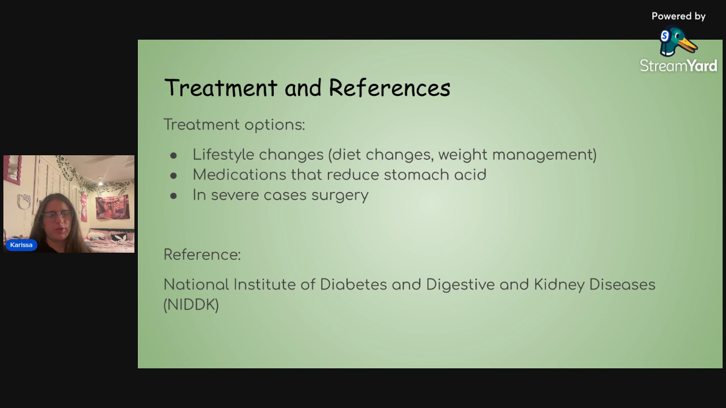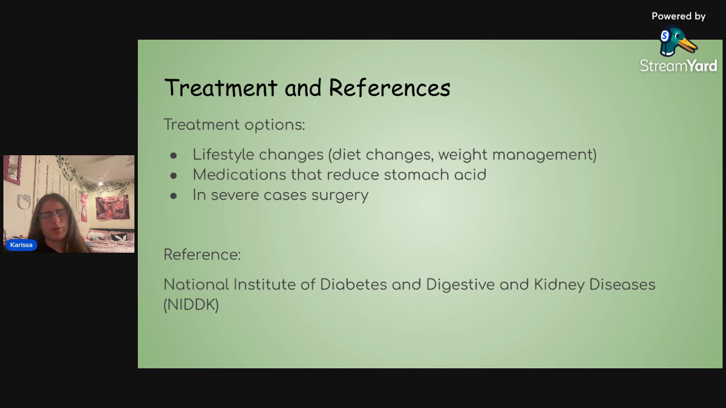So here are some treatments and the references that I used. Some good treatment options to help with GERD are lifestyle changes, changes in diet. Start building a healthier diet. Cut off some of those caffeinated drinks, energy drinks, coffee. Cut off fatty foods like fast food, for example, and other spicy foods like spicy chips or anything else that is spicy. Also, weight management.